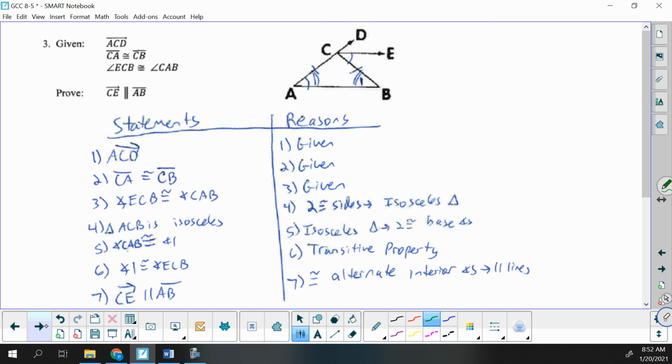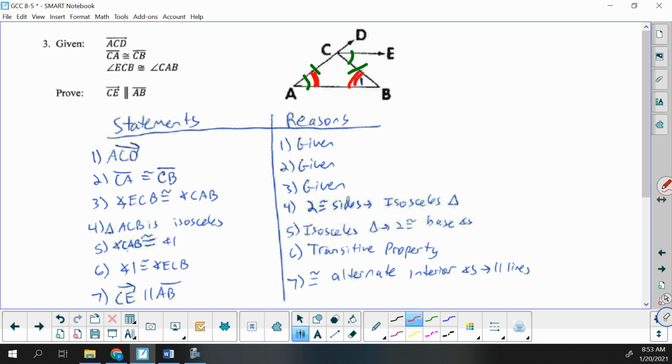So we have a straight line or a straight ray ACD. CA is congruent to CB, so we had these. And we had angle ECB congruent to CAB. We can do two congruent sides implies isosceles triangle. So that gives triangle ACB as isosceles. Then isosceles triangle gives us two congruent base angles. So that gives us this angle CAB congruent to what I called angle 1.